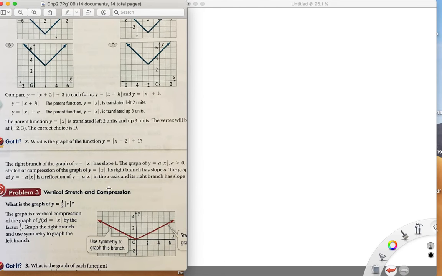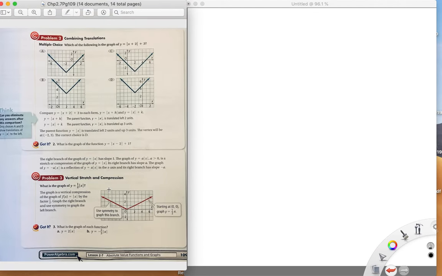Twice I did that. Compression and stretching, we just did an example, but we can do it again. 2x and negative 2/3 x. Alright, so 2x, or 2 times the absolute value of x.